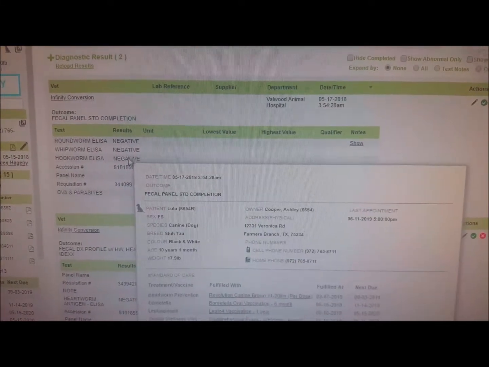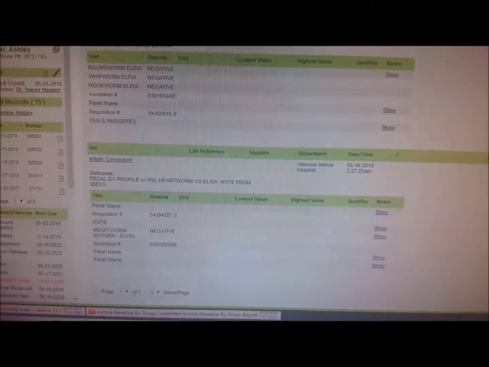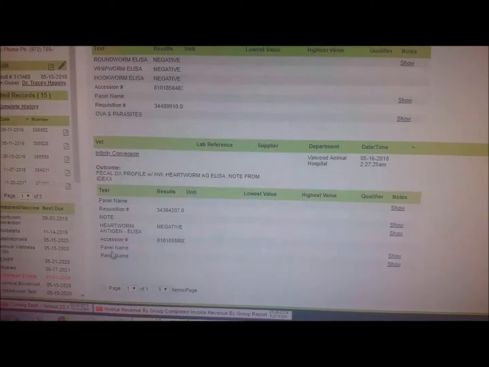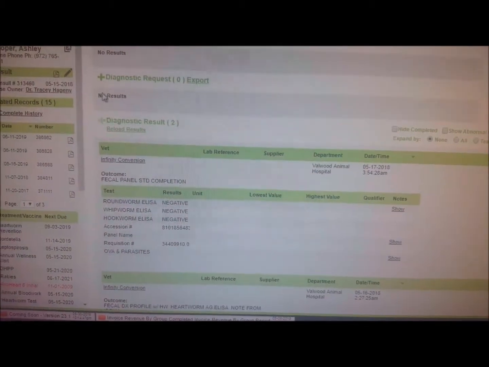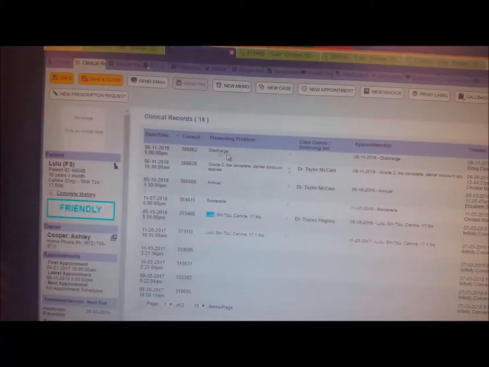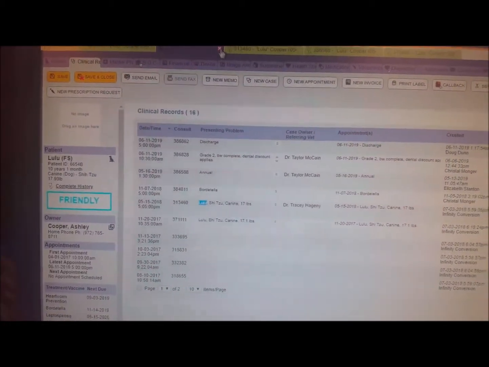She was heartworm negative, no intestinal parasites. We can see all the other blood work that we've done on her, fecal, and so on. So this is where we would go to find our patient's clinical records, and we would just keep track of them here.